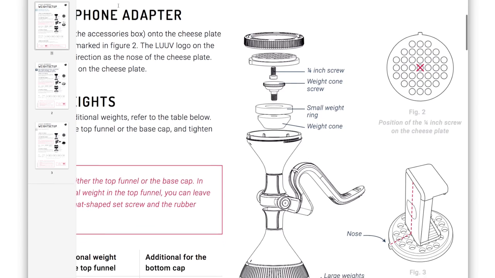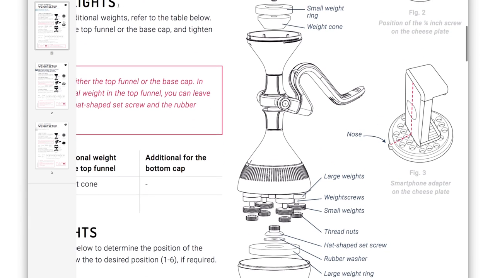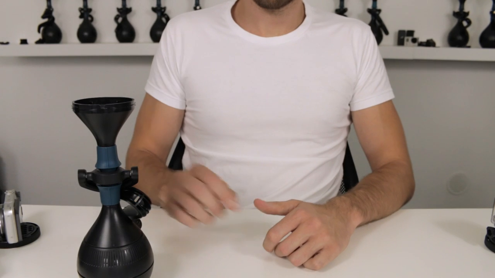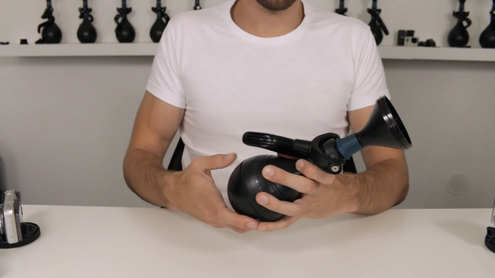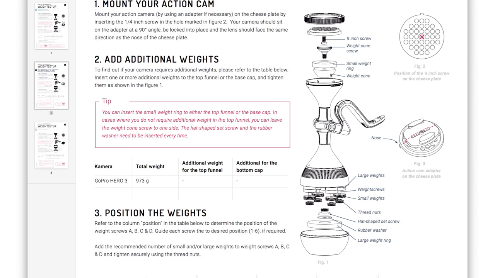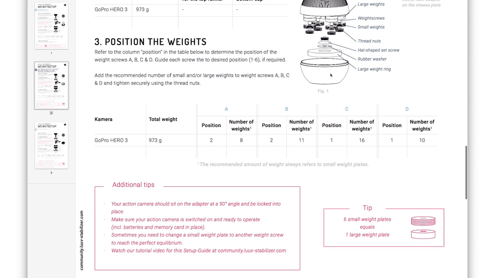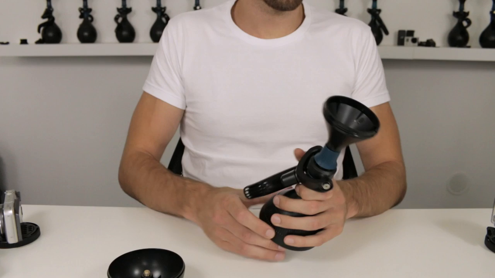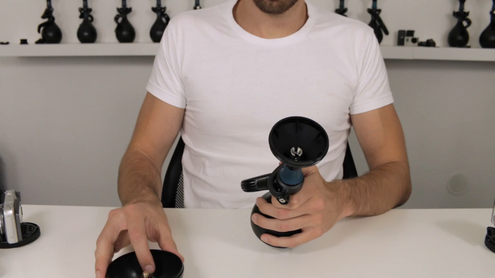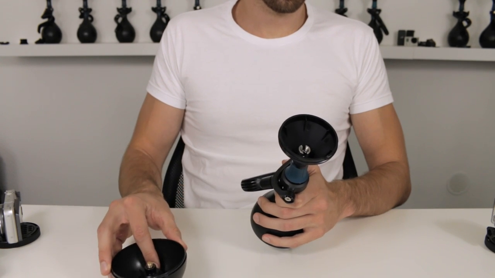To position your smartphone, you will find a detailed description in the setup guide. The next step is to find out if we need additional weights. You can find this in the setup guide. Additional weights can be placed in the top or bottom of solidLUUV.